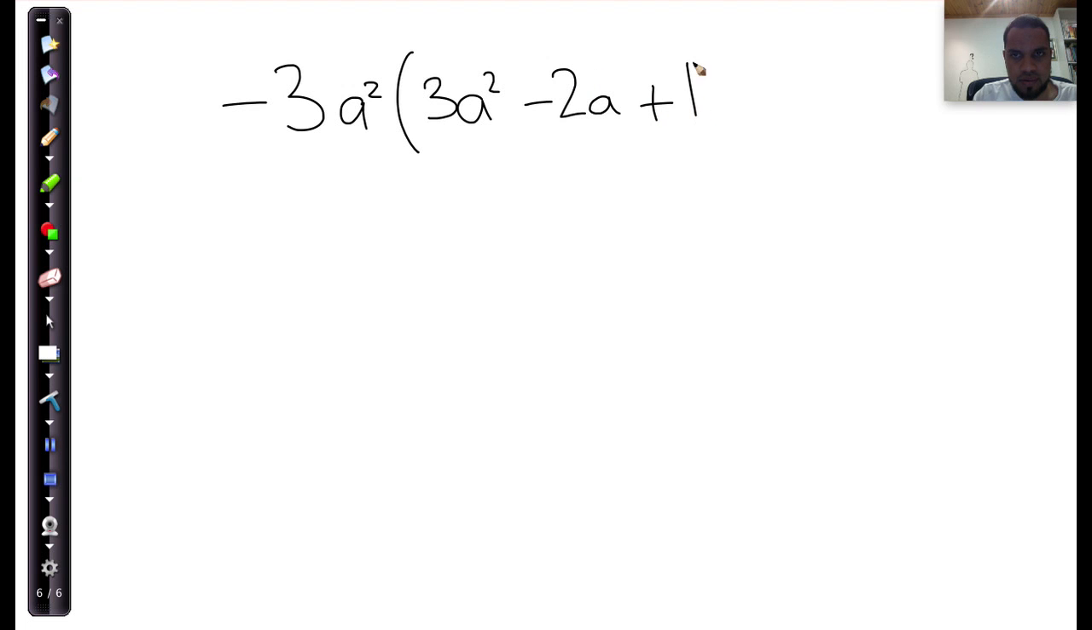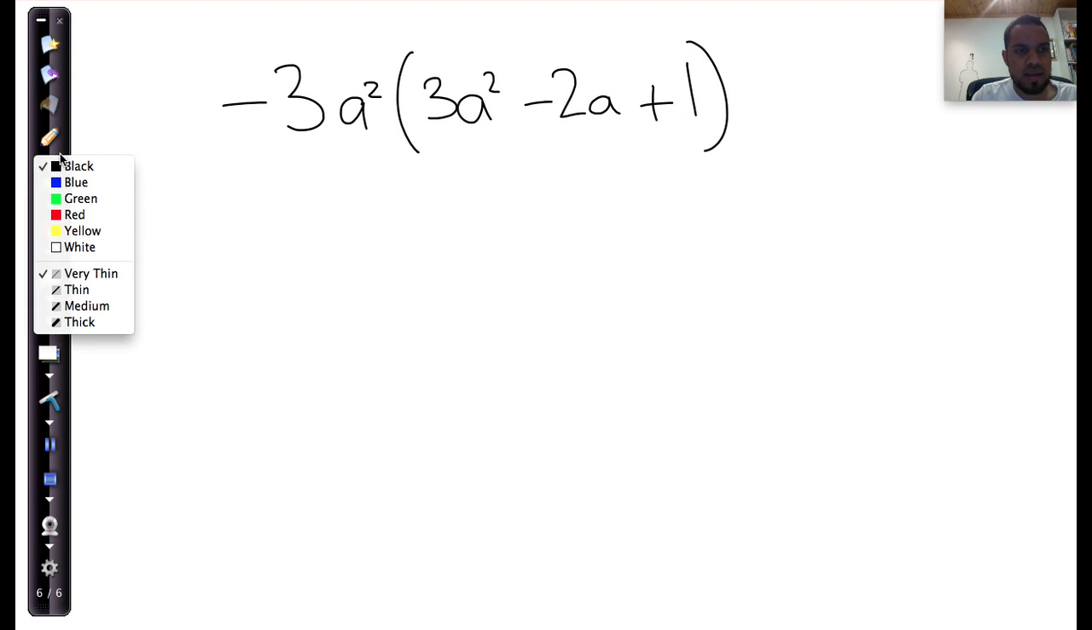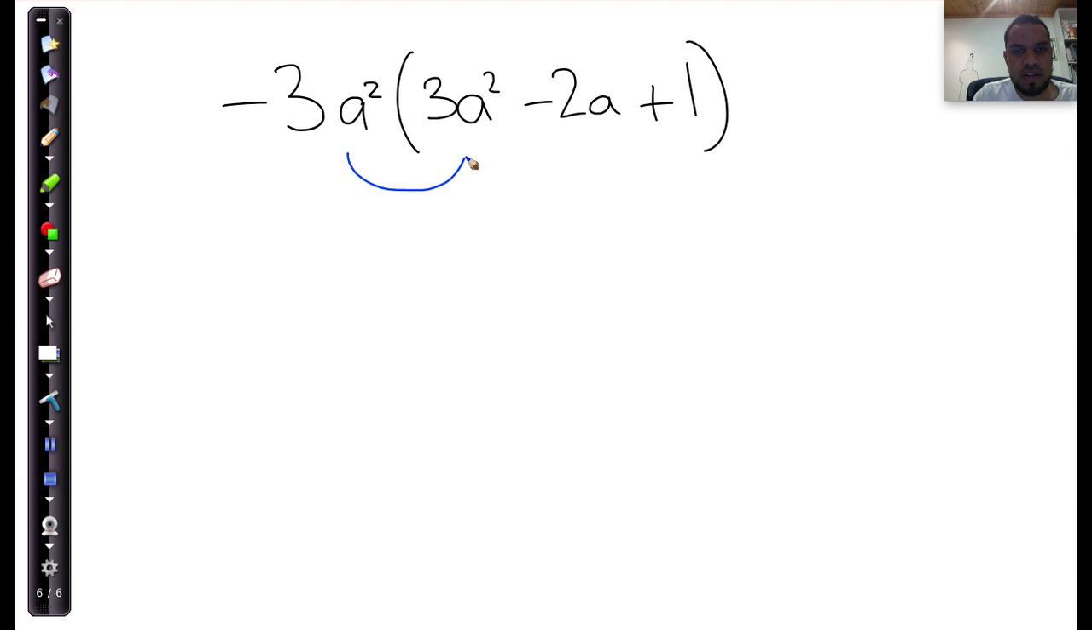Right, so this one's going to look a little bit tricky. It's minus 3a squared multiplied by 3a squared minus 2a plus 1. I'm going to just draw this at the bottom because that looks a little bit tricky to draw on top. So you're going to take that one multiplied by that one.